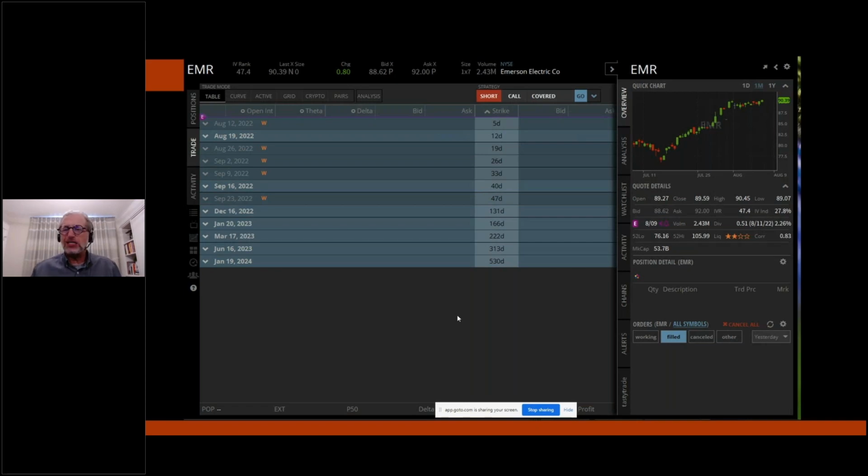And so where do you find this information? So this is the TastyWorks platform. Here's how you find it on the TastyWorks platform. Type in the symbol in the upper left-hand column. Open the information box on the right-hand side. Go to Overview, and right there it shows dividend, 0.51 per share, and the ex-dividend date.